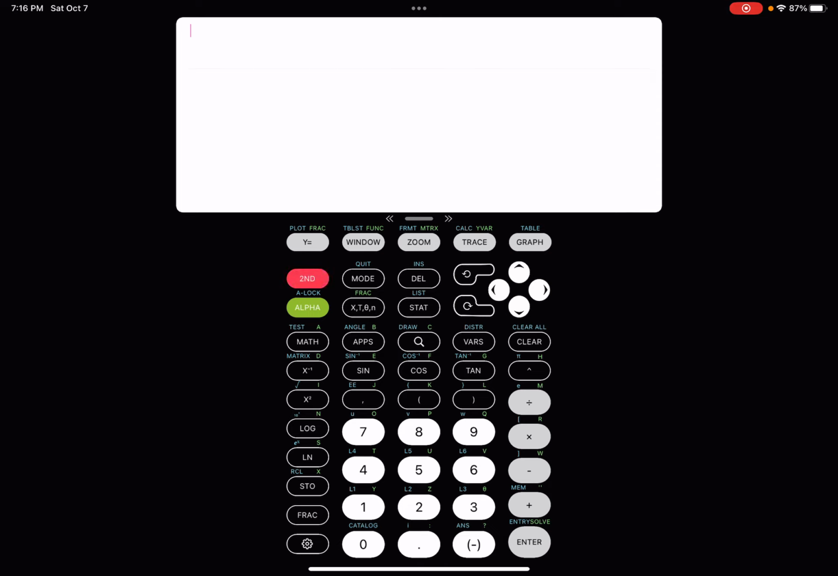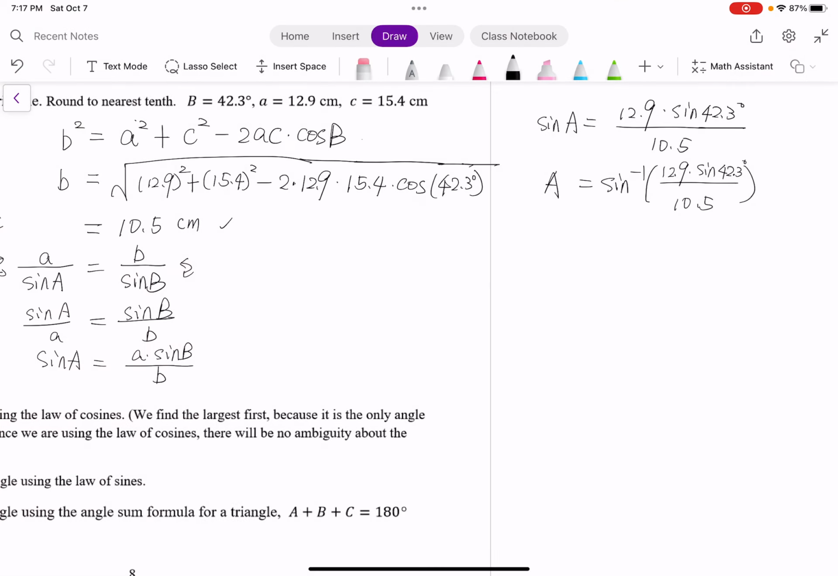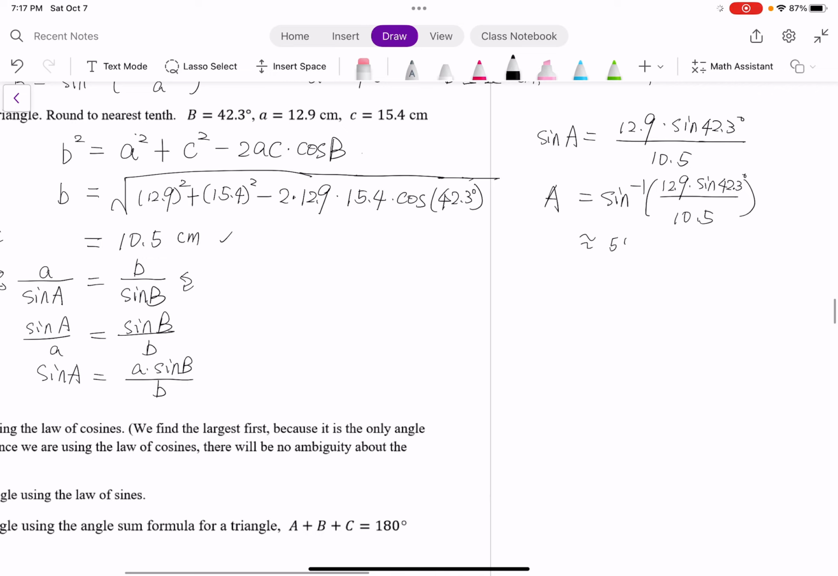We're looking for second sine. That's the inverse of sine. That's 12.9 multiplied by sine 42.3, close the parentheses, and then all divided by what? All divided by 10.5, close the parentheses. Okay, hit enter. So we have 55.775. Round to the nearest tenth, I have 55.8. So the angle A is 55.8 degrees. What is the next step?